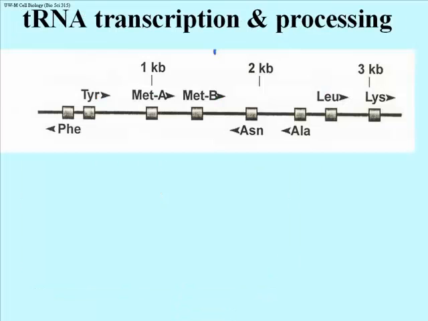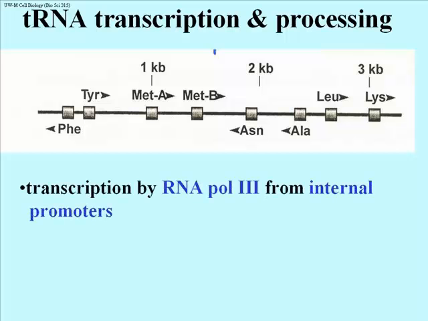And now let's look at transfer RNA genes and their transcription and processing. Transfer RNAs themselves are very short RNAs, less than 100 nucleotides in length. Transfer RNA genes are also dispersed on different chromosomes in eukaryotes, though they can often be found in clusters as shown here. Transfer RNAs are transcribed by RNA polymerase III, again from internal promoters just like the 5S ribosomal RNA genes.